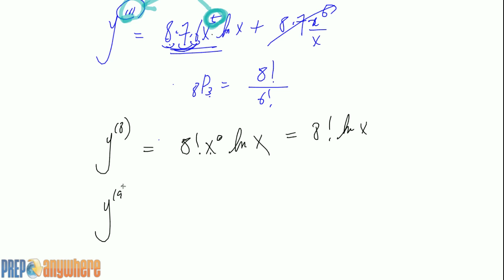So the 9th derivative, the only function that's left over is this ln of x. We're going to have 8 factorial over x. Okay, that's the 9th derivative.